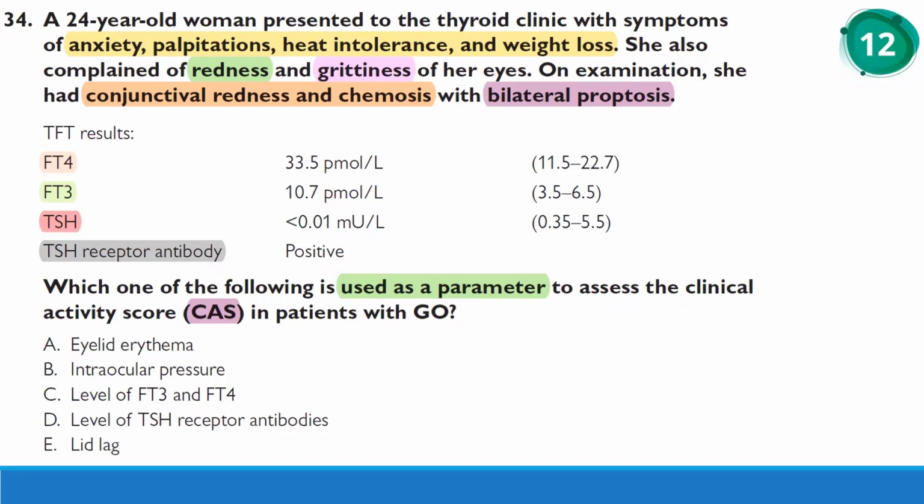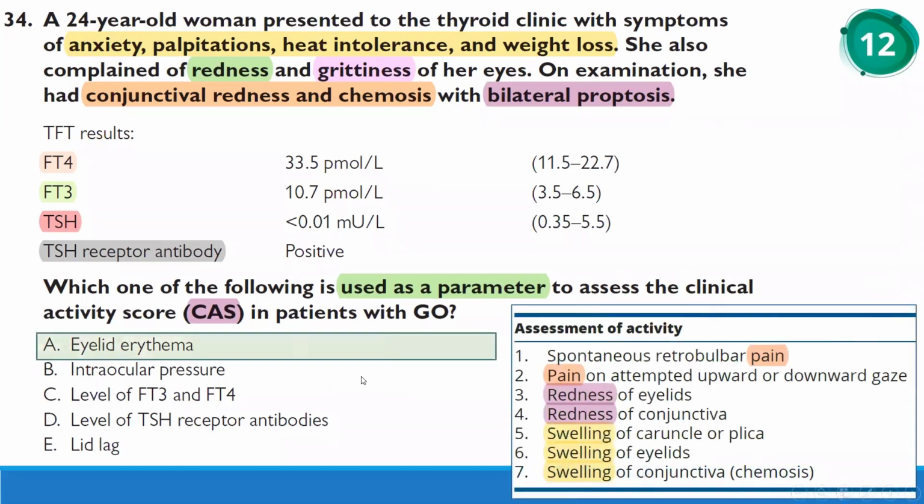I think A, eyelid erythema. Yes. So this is the criteria as I mentioned previously: pain, redness, swelling. So intraocular pressure is not, thyroid hormone level is not a criterion for the activity score. The level of the TSH receptor antibody is not a parameter in the assessment of the activity score.